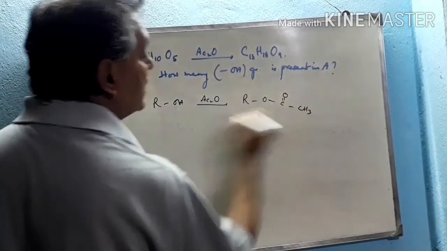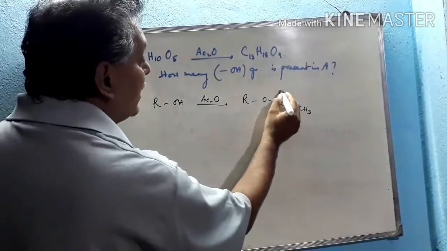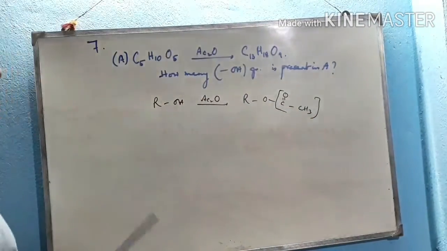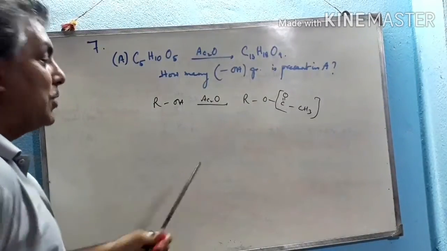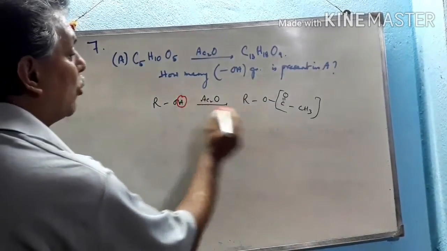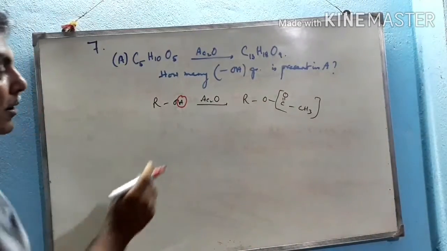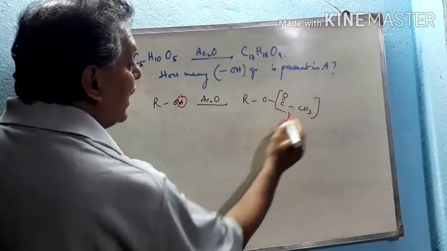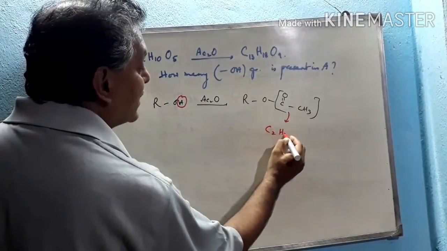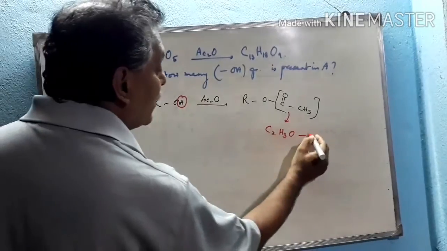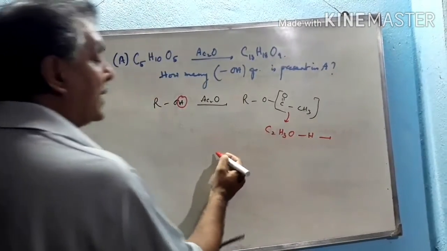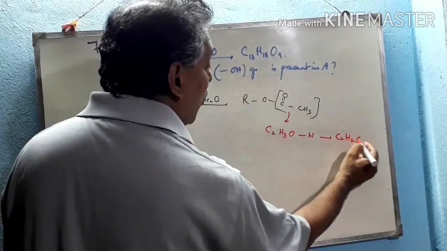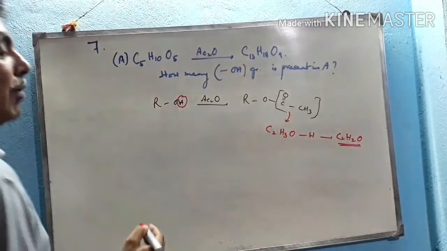Alcohol, when treated with acetic anhydride, produces ROCOCH3. So the hydrogen atom of the hydroxyl group is substituted by the COCH3 group. So the net increment is C2H3O minus hydrogen, that means C2H2O. This is the net increment in the molecular structure.